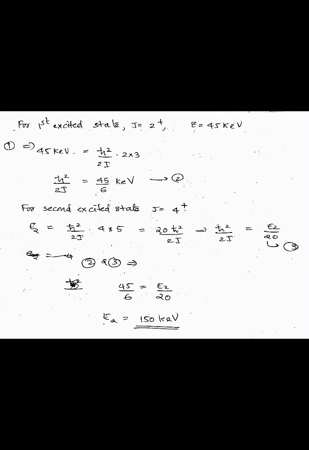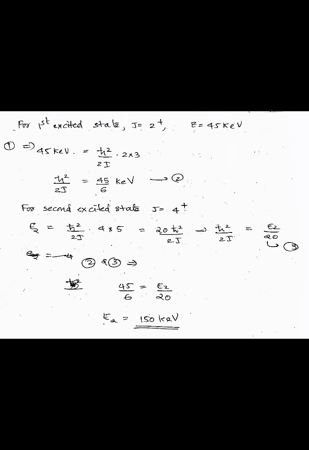Then the first equation implies 45 keV = (h-bar squared by 2I) into 2 into 3. By substituting the value of J, we get like this. That is h-bar squared by 2I, which is equal to 45 by 6 keV. This is equation number 2.